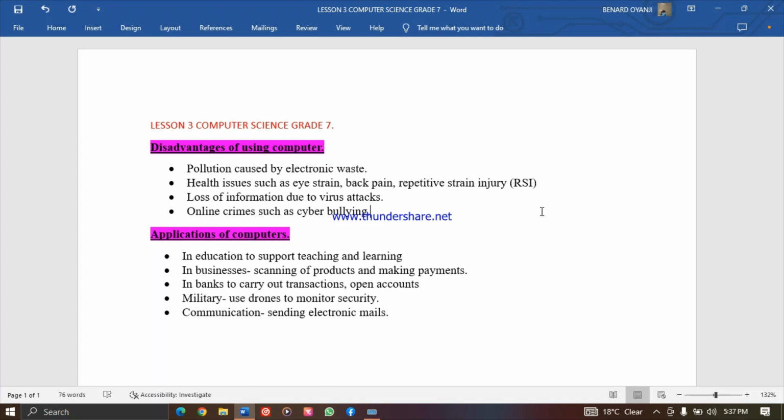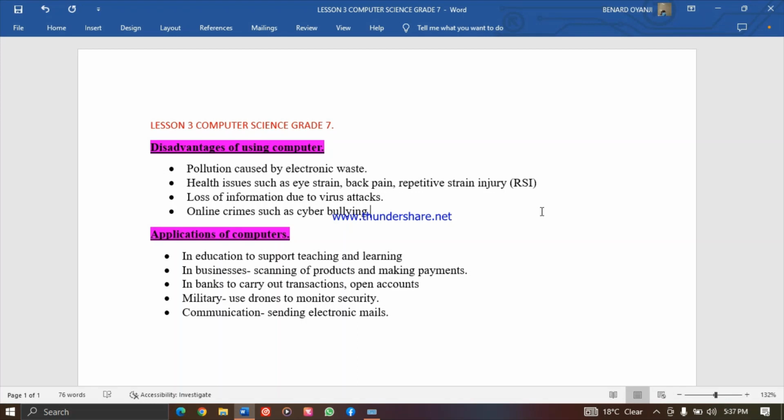Large amounts of transactions are carried out by computers. Also, computers are used to store those transactions, the receipts, to make sure that this is a success. Also, opening of accounts: computers are used to open accounts such as KCB accounts. We have many banks where you can open an account, so we use computers to open these accounts.